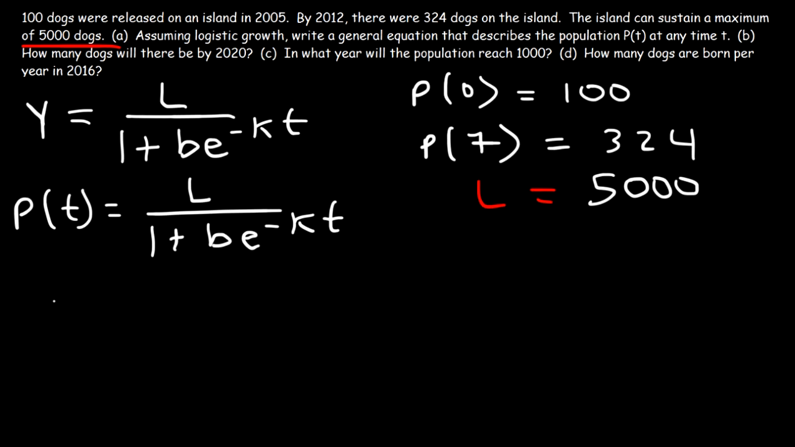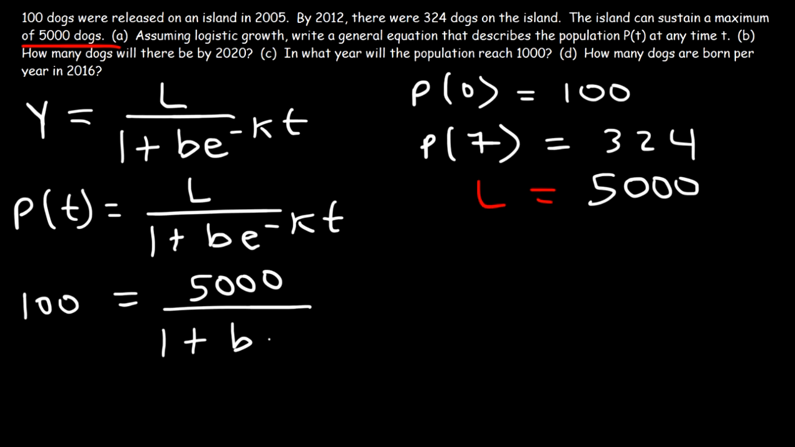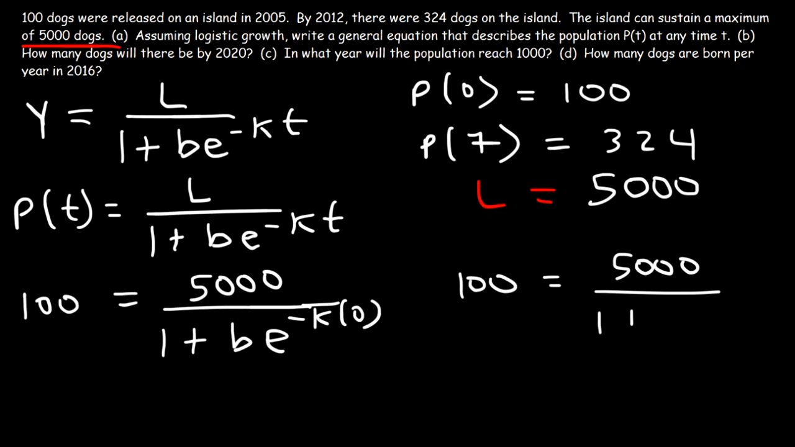So P of t, when t is 0, that's going to be 100. L is 5,000, and this is going to be 1 plus b times e raised to the negative k times 0. K times 0 is simply 0. So what we have is 100 is equal to 5,000 over 1 plus b times e to the 0. Now e to the 0 is basically equal to 1.